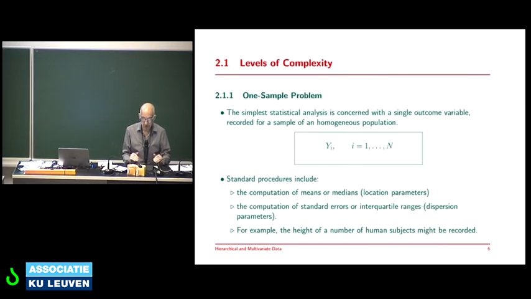So if we start simple, the simplest problem we can imagine is the one-sample problem. We have a collection of outcomes for a certain sample size, n, and those outcomes all follow the same distribution. For example, we have a group of people and we measure their body mass index. On that sample, we can calculate a number of things, like means and medians, and that's a discussion in its own right, of course.